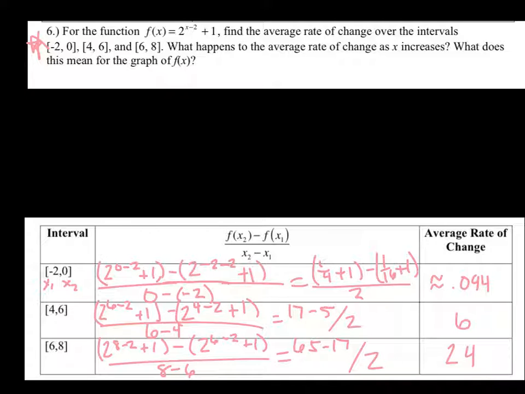to the average rate of change as x increases? So what is the rate of change doing as x increases, and what does this mean for the function? So if you notice, we do have a positive slope. So it is going up because it's all positive numbers. It's not negative values. So the average rate of change is continuously positive.